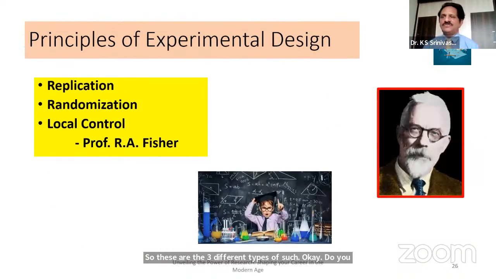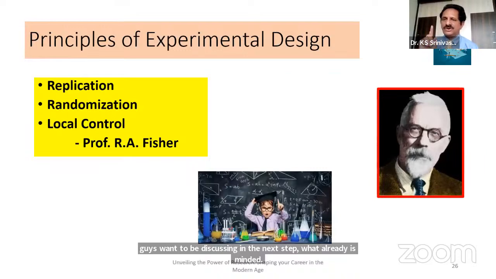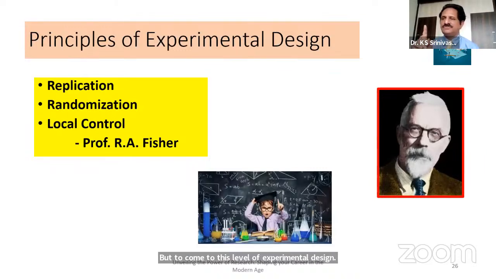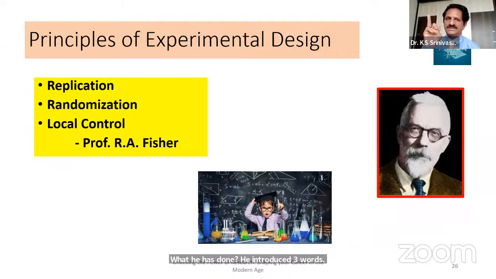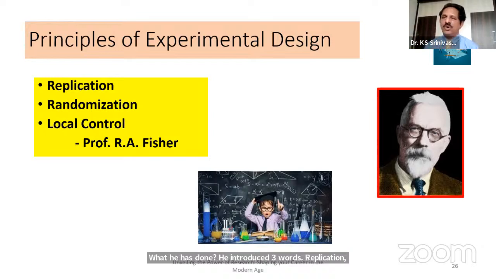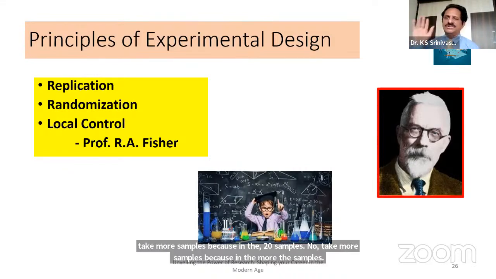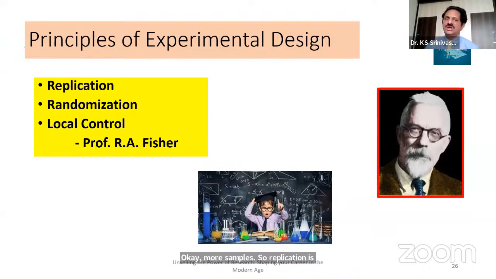But to come to this level of experimental design, you have to remember one person, Professor R.A. Fisher, father of statistics. He introduced three words: replication, randomization, local control. Replication, repetition. Don't draw conclusions by taking 10 or 20 samples. Take more samples, because the more samples come, automatically the distribution becomes a normal distribution. That's what your teachers will also say. So replication is repetition.